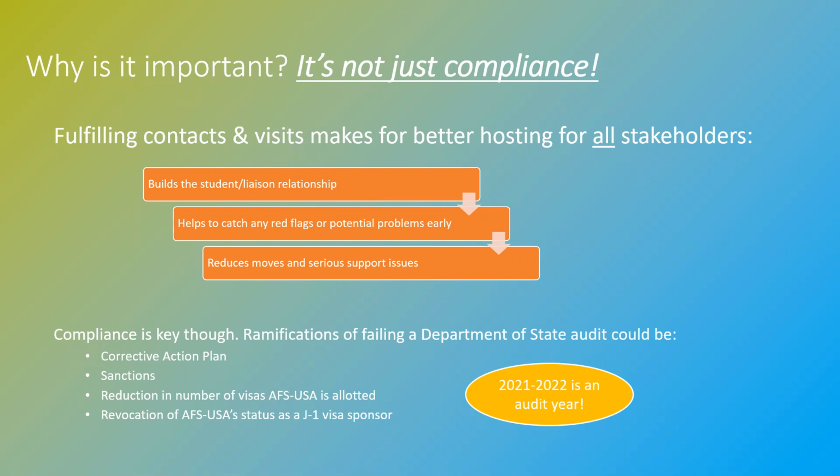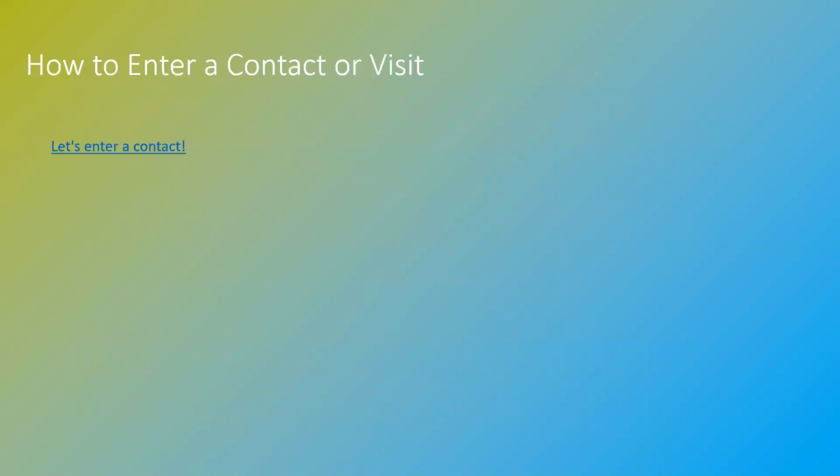And ramifications of failing that audit could be numerous different things. It could be having to write up a corrective action plan, being sanctioned, having a reduction in the number of visas we can allot, or even losing our status as a J1 visa sponsor altogether. So there's a variety of reasons why it's so important that we're doing contacts compliantly.